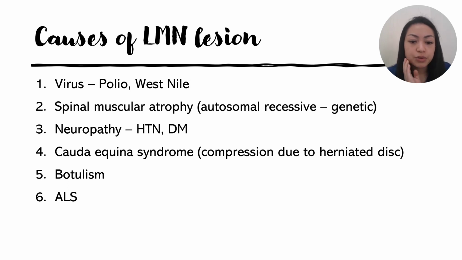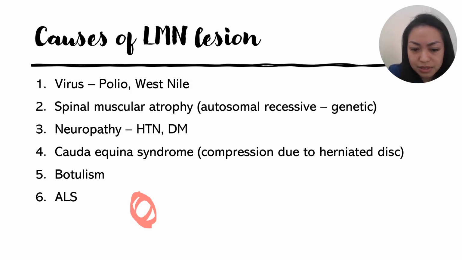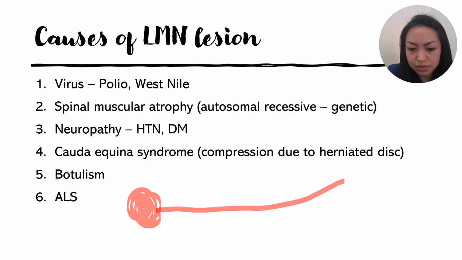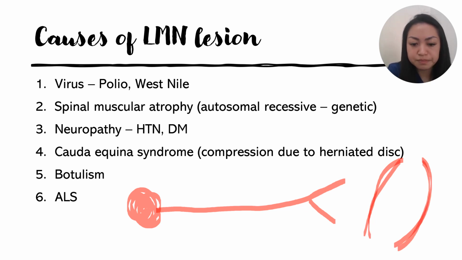so now let's talk about the causes of the lower motor neuron lesions. So let me just draw, this is a lower motor neuron. So this is a skeletal muscle here. And this is in the anterior gray horn in the spinal cord. Okay, I'm just going to draw.